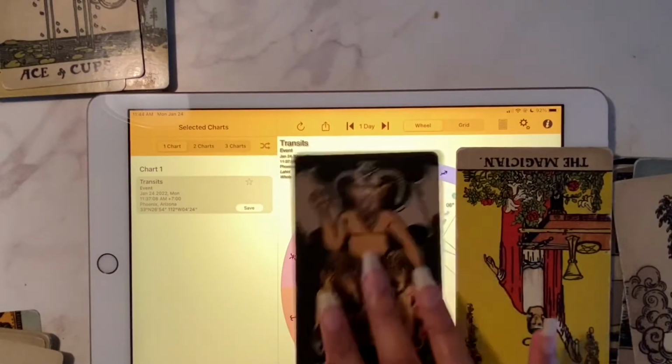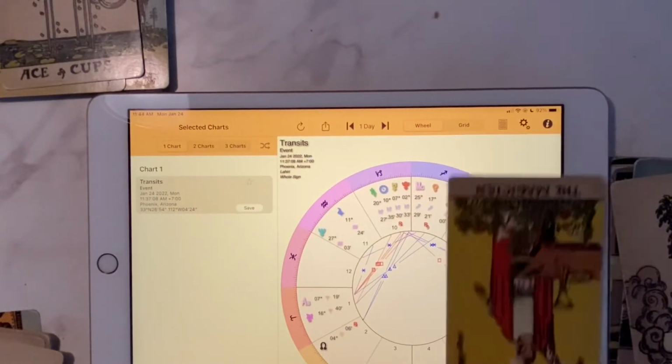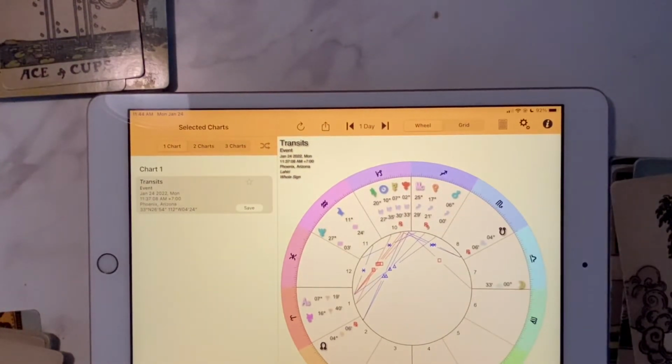You can, and again, you could do these cards however you see fit. I'm really not here to tell people what to do. You could do this with tropical, sidereal. I don't care. I just want y'all to enjoy yourself and have fun. Of course, follow some of the rules.